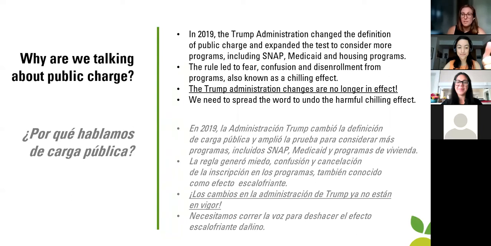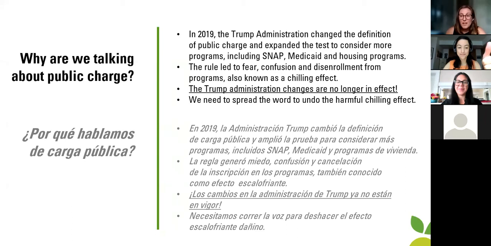This change brought up a lot of tension in this area of work, but even if most of the immigrants that apply for these programs don't face the test of public charge, the change of rule, understandably, created fear, confusion, and a lack of enrollment in the programs. A lot of people didn't try to access these programs that they were eligible for out of fear that it might affect their immigration status or the status of a member of the family. And this effect is usually called a chilling effect.